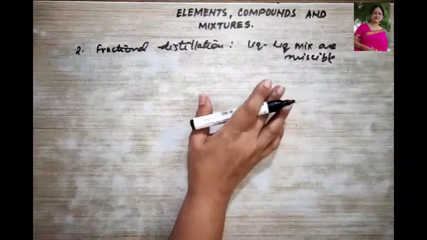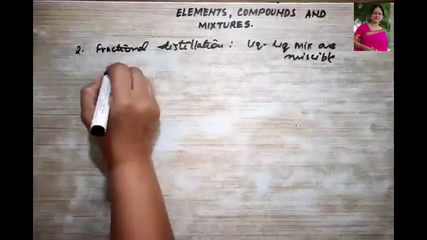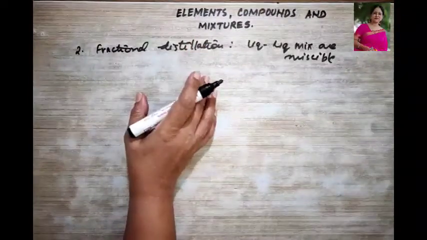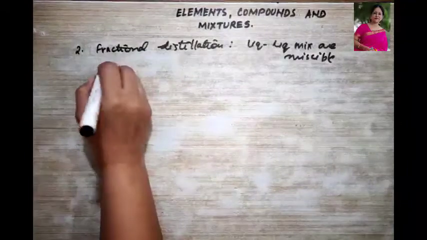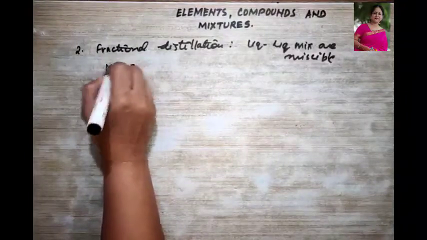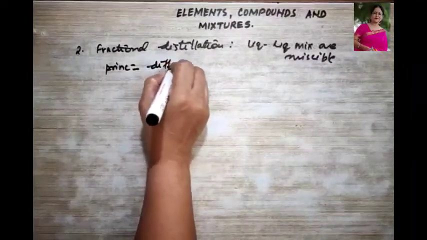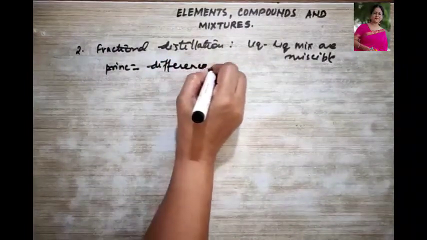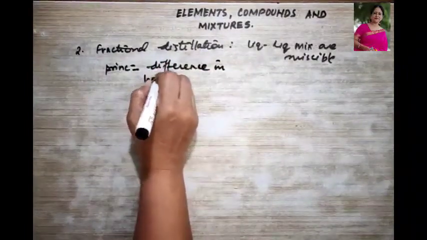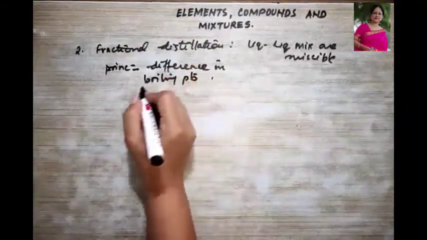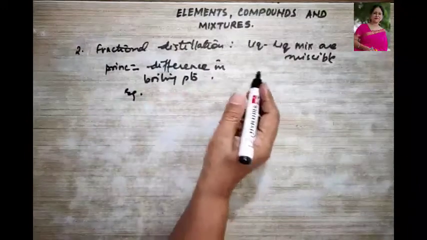In this, distillation is done by using a fractional distillation column, right? And applying the principle of what? What is the principle over here? The difference in boiling points, right?